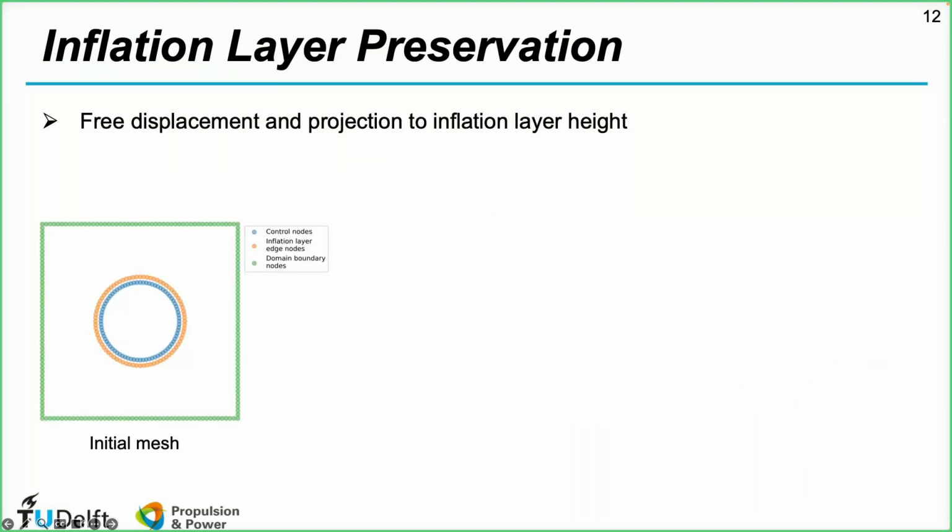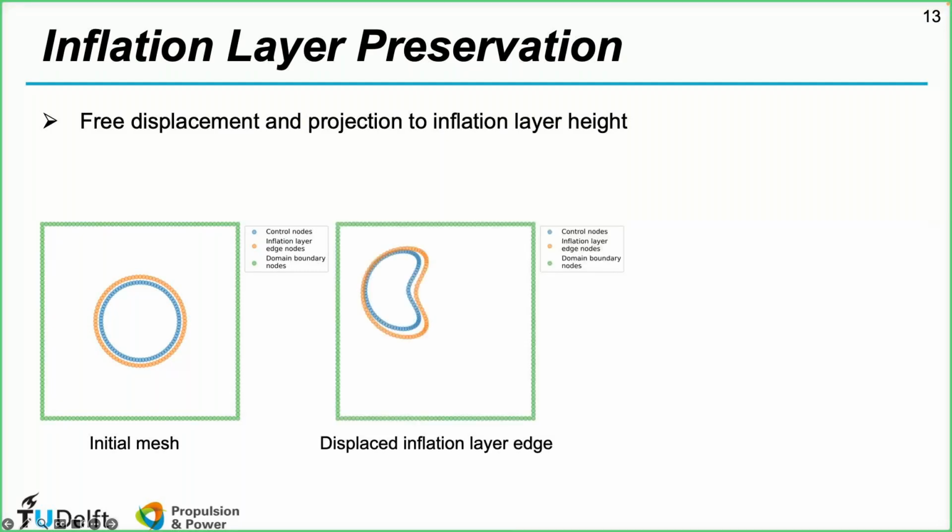And the inflation layer preservation has also been taken care of. This is done in a similar manner to the sliding boundary node algorithm, where it's basically a free displacement of your inflation layer edge nodes, and then you project them to a certain height. So if, for instance, we have this initial mesh, which consists of a cylinder with some inflation layer edge nodes, you see here in orange.